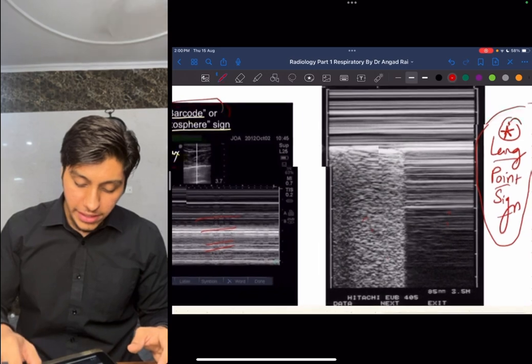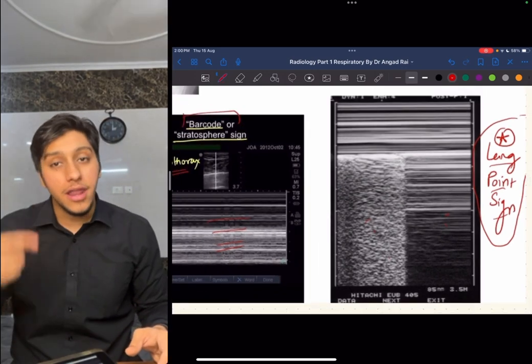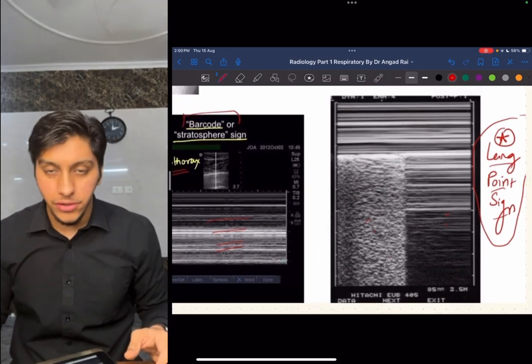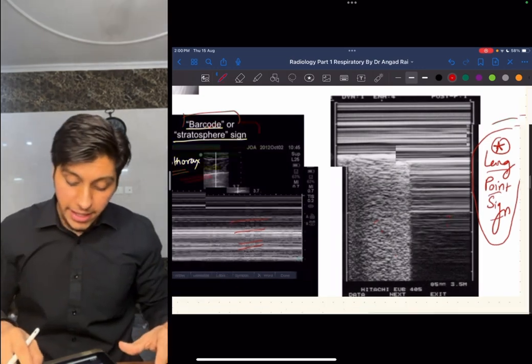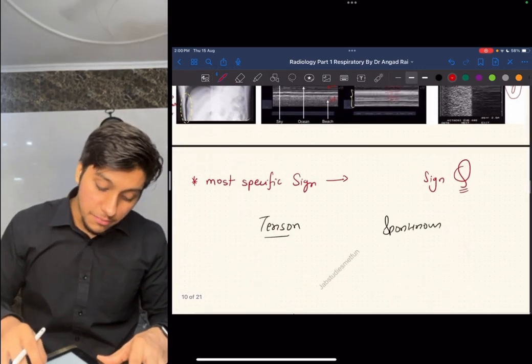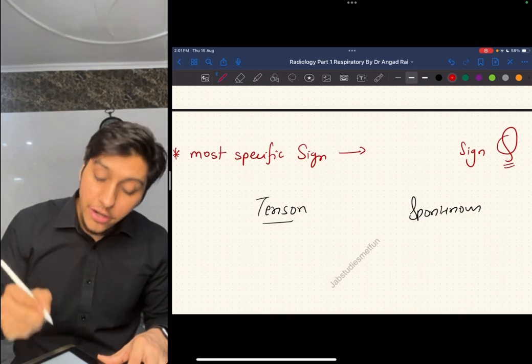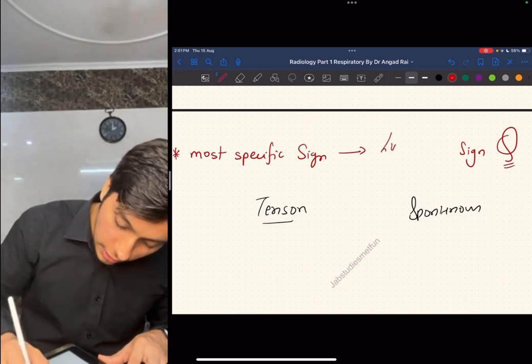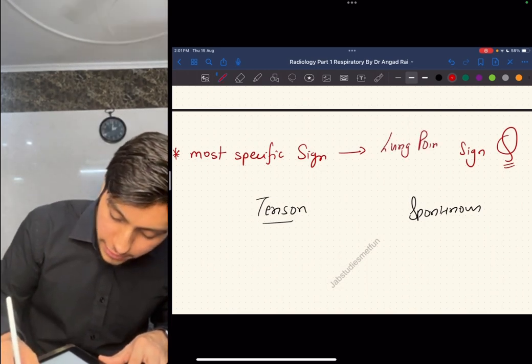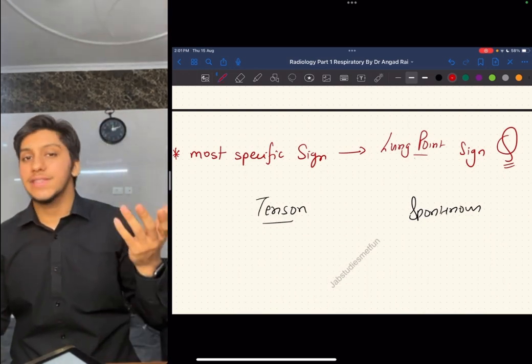Then another one, if you see, it looks like a pointing sign. This is known as the lung pointing sign, another sign which is seen in pneumothorax. Not only just another sign, guys, but if they ask you what is the most specific sign in pneumothorax, you have to say lung point sign. Okay, lung pointing sign will be there.